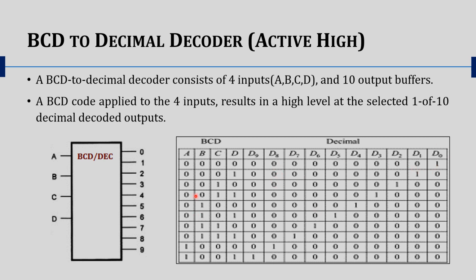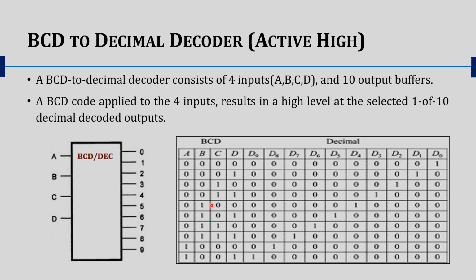Since we are having 4 input lines, we know that with the help of these 4 input lines, we can have 16 different combinations. But in the case of BCD code, we'll be having only 10 different combinations. That is, the combinations from 0000 to 1001 are valid in the BCD code. The remaining 6 codes are invalid in BCD. So in BCD we'll be having only 10 different combinations.